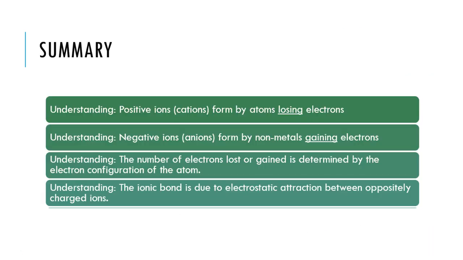So that's it for why and how we form ions. Hopefully you understand that positive ions are cations and are formed by atoms, in particular metals, losing electrons. Negative ions are anions and are formed by non-metals gaining electrons. We can determine the electrovalency of those by looking at the electron configuration of the atom, either the Bohr notation or our subshell notation. And remember that the ionic bond is due to the electrostatic attraction between oppositely charged ions, our positive and negative ions being drawn together. And that's it.